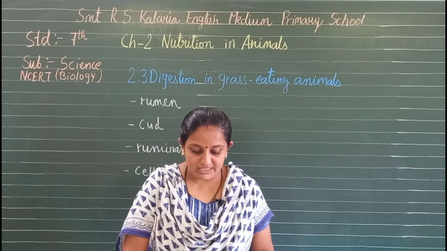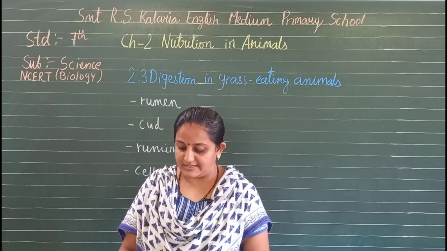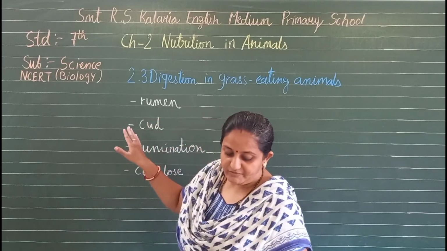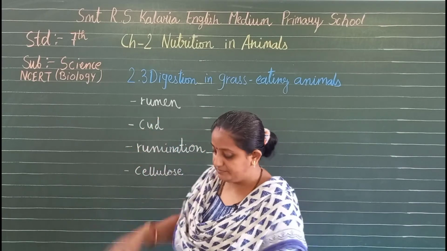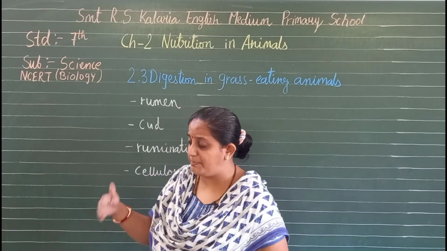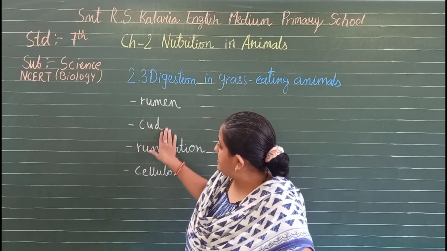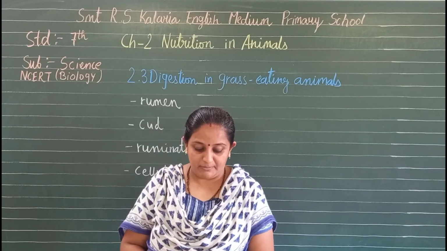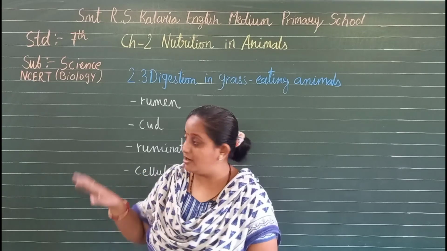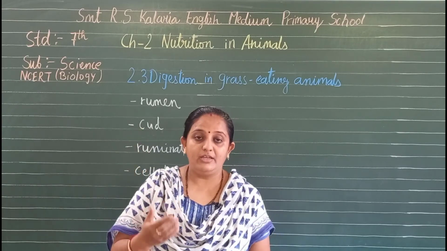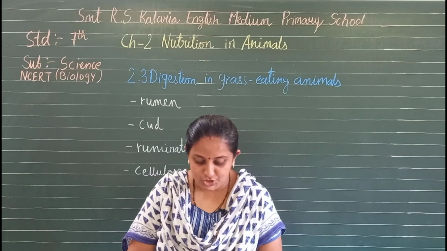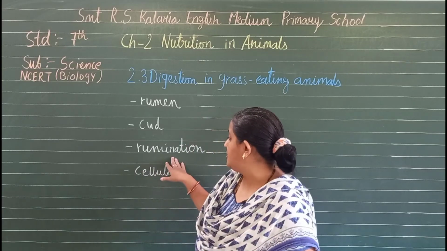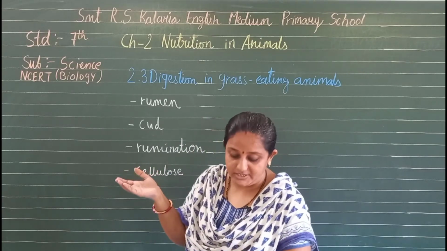So we have understood this. They quickly swallow the grass and store it in a part of the stomach known as the rumen, where the food gets partially digested, and this digested food is known as cud. Later the cud returns to the mouth in small pieces, and the animals chew it very peacefully. This process is known as rumination, and such animals are known as ruminants.